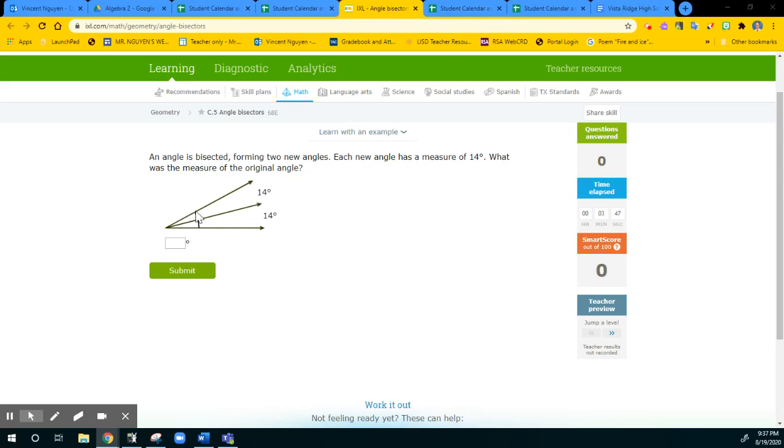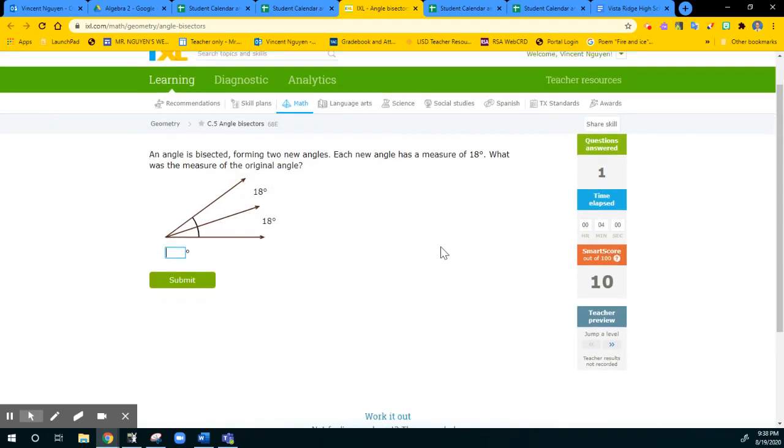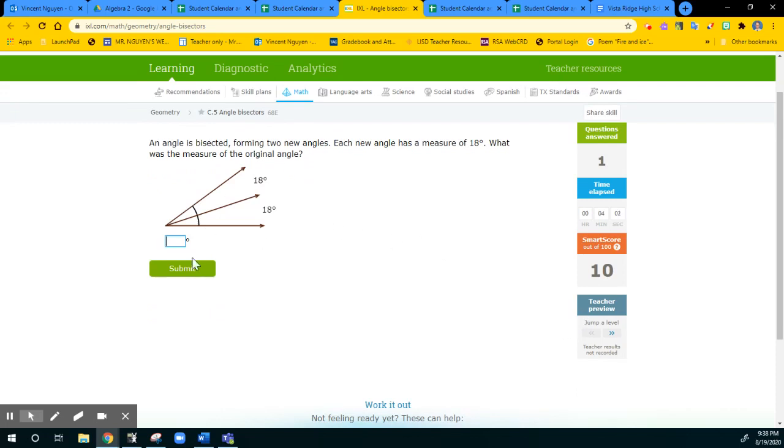Well, the large one is the sum of these two angles. So I'm going to do 14 plus 14. That would give me 28. So I'm going to put in 28 degrees here. Okay, very cool. This is the same thing. So we're going to add them together and we get 36. Once it starts to repeat, I'm going to jump level, okay?